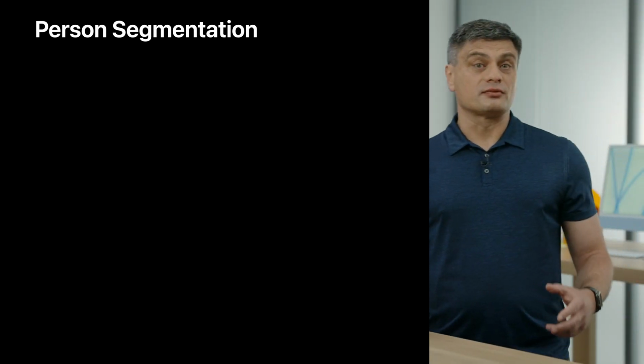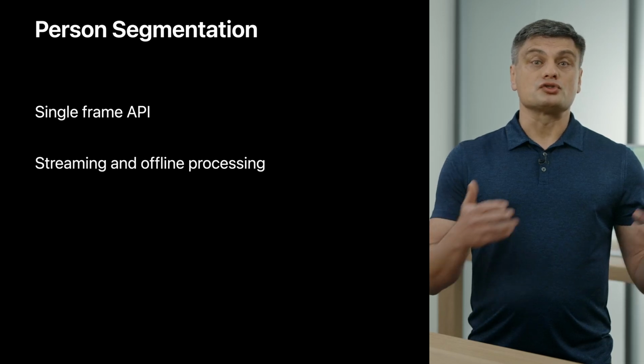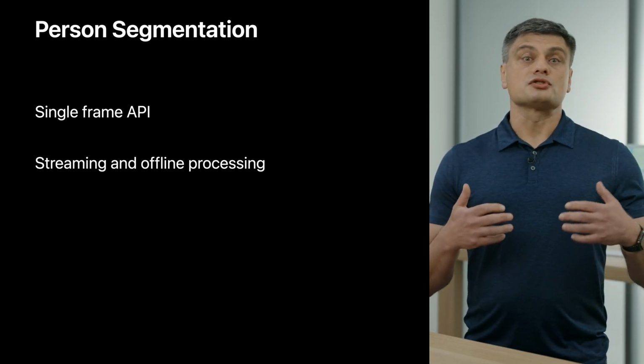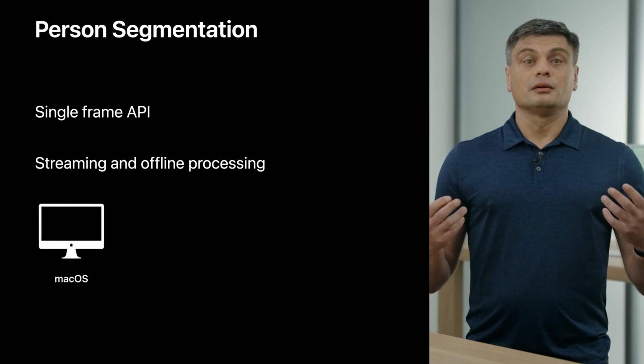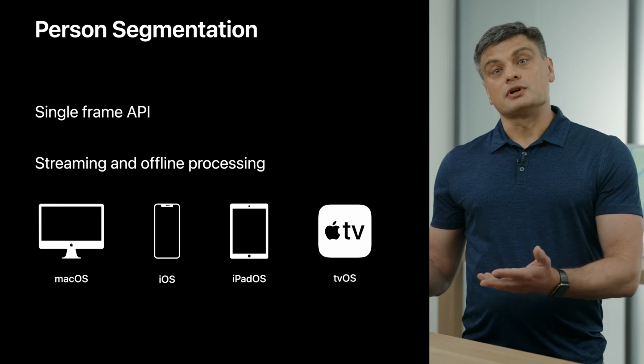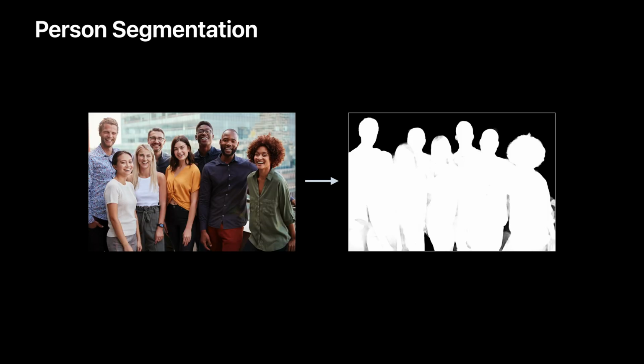Person segmentation in Vision Framework is a feature designed to work with a single frame. You can use it in streaming pipeline, and it's also suitable for the offline processing. This feature is supported on multiple platforms like macOS, iOS, iPadOS, and tvOS. Vision Framework implements semantic person segmentation, which means that we'll return a single mask for all people in the frame.